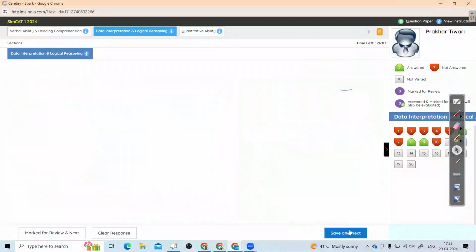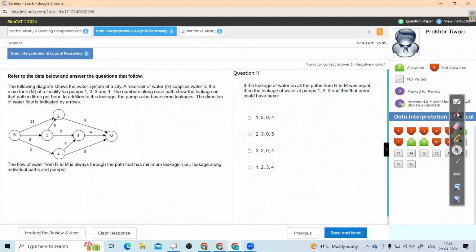Okay, now let's come to one more set, the easiest set of this. Let's start then. The following diagram shows the water system of a city. A reservoir of water R supplies the water to the main tank of a locality via pumps 1, 2, 3, 4. The number along each path shows the leakage. In addition, the pumps also show leakage. Okay, so let's start.